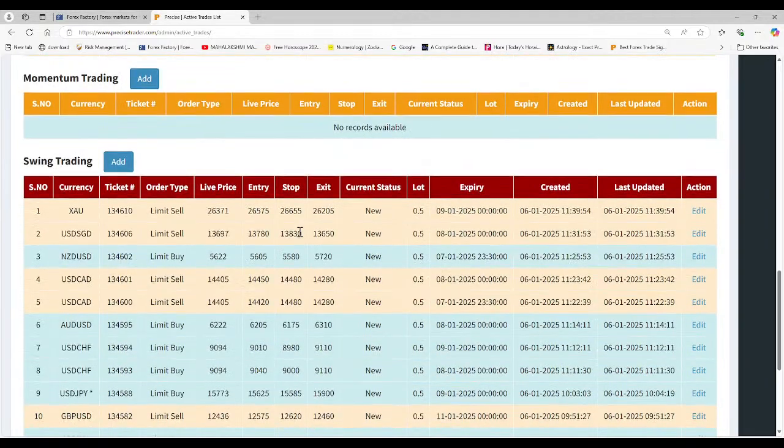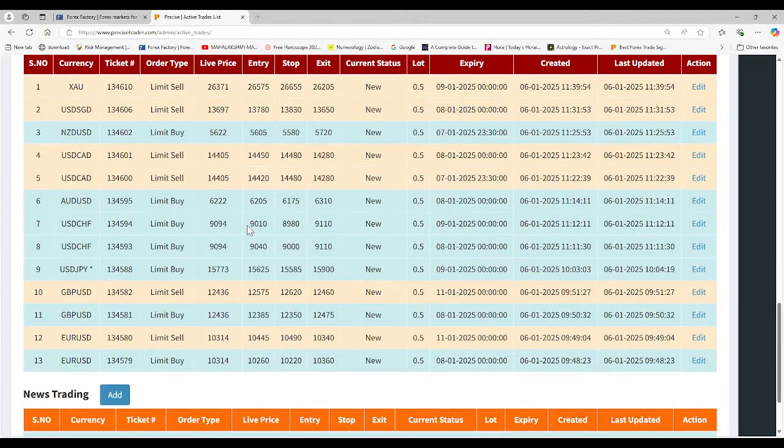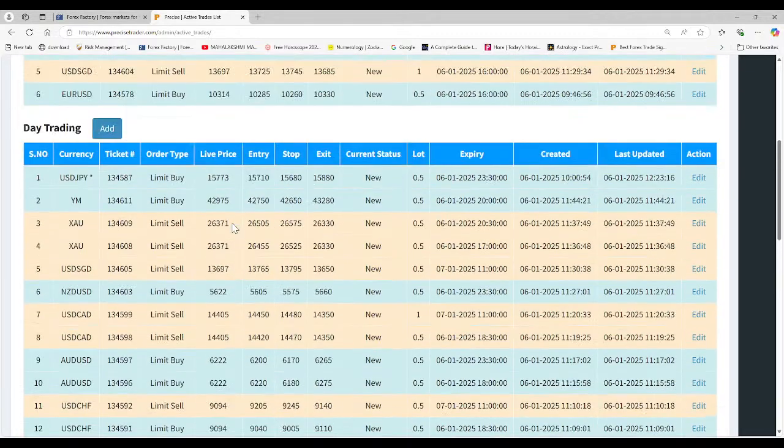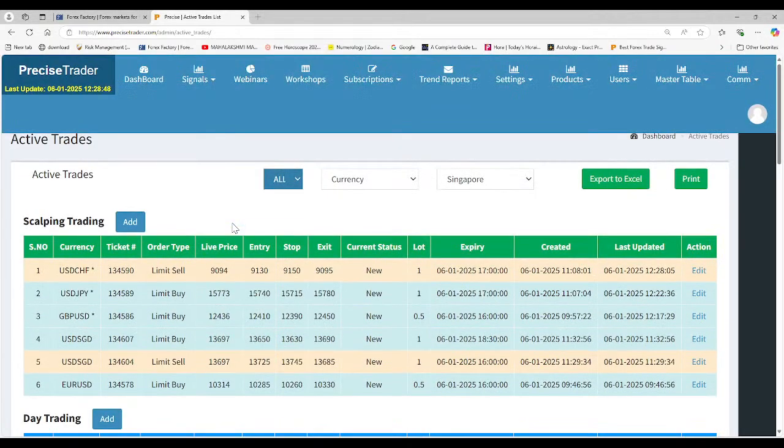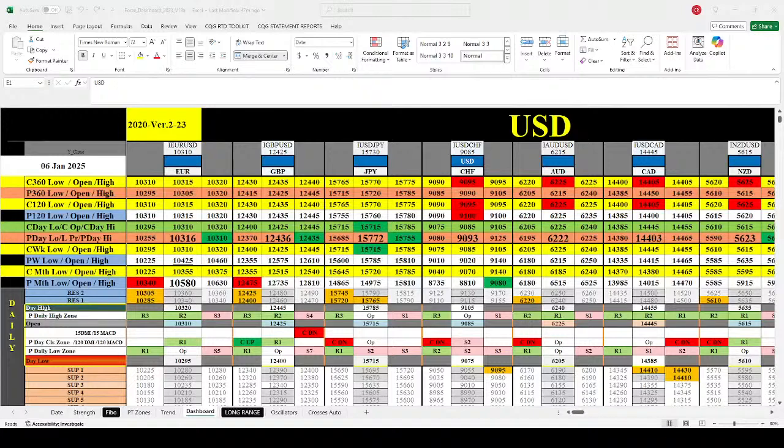Then we also have a buy at 90.10. Okay, let it work. I think the signals are all okay, so let it work and let's see what happens. Let's move on to the next currency.